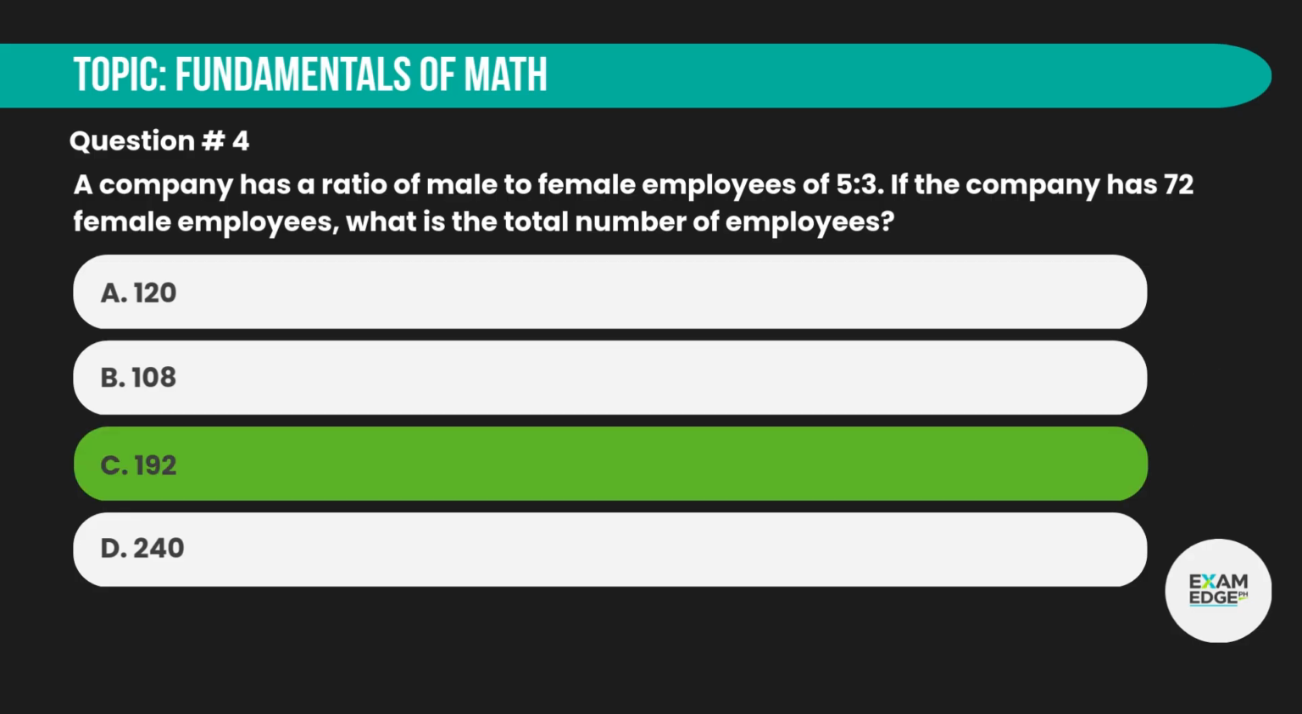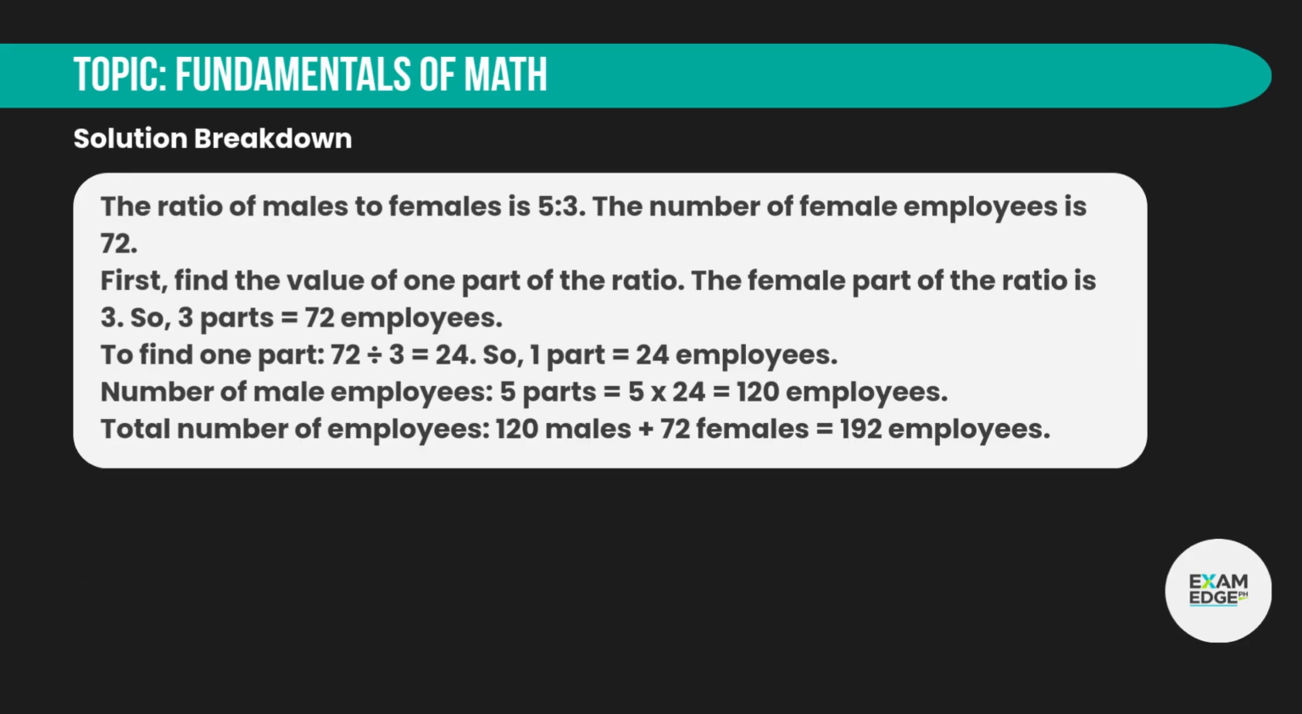Correct answer. C. 192. Solution breakdown. The ratio of males to females is 5:3. The number of female employees is 72. First, find the value of one part of the ratio. The female part of the ratio is 3. So, 3 parts equals 72 employees.